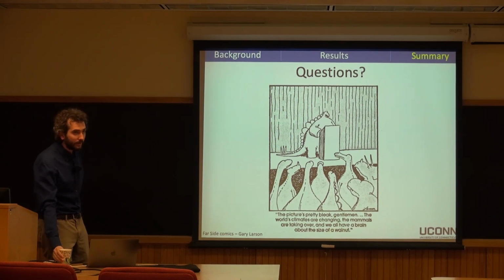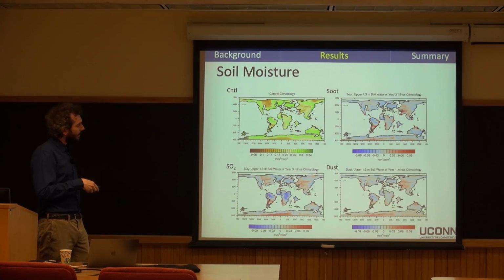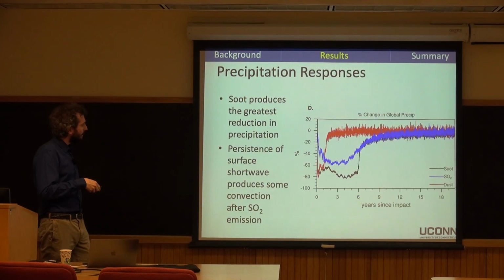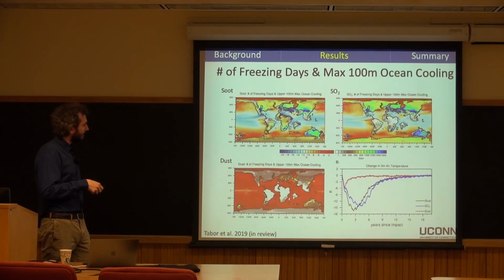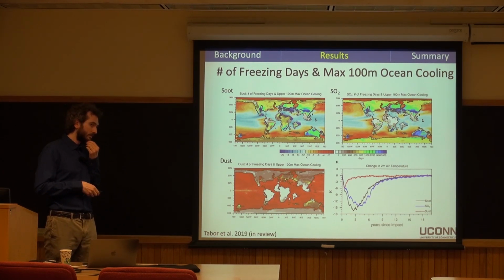Questions? Can you go back to that surface ocean temperature plot? I didn't fully grasp it. This one? Yeah. So are we showing changes of somewhere between 2 and 20 degrees in the upper ocean? Is that reading that correctly?